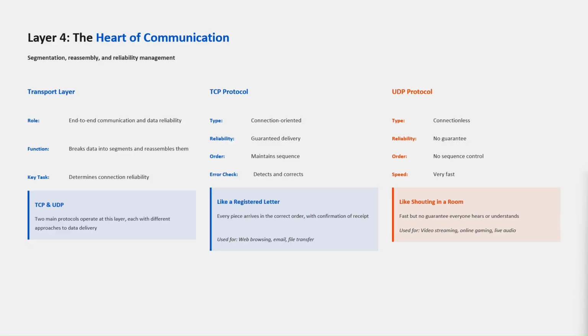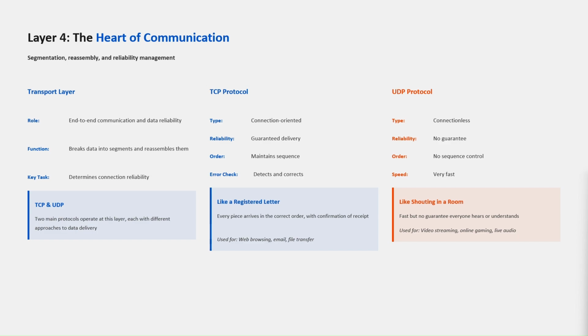Here we meet two famous protocols, TCP and UDP. TCP is like sending a registered letter. It's reliable, it checks for errors, and it ensures that every piece arrives in the correct order. UDP, on the other hand, is like shouting across a crowded room. It's fast, but there's no guarantee that the message will be heard or that all the parts will arrive. TCP is used for web browsing and email, while UDP is used for streaming videos and gaming, where speed is more important than guaranteed delivery.